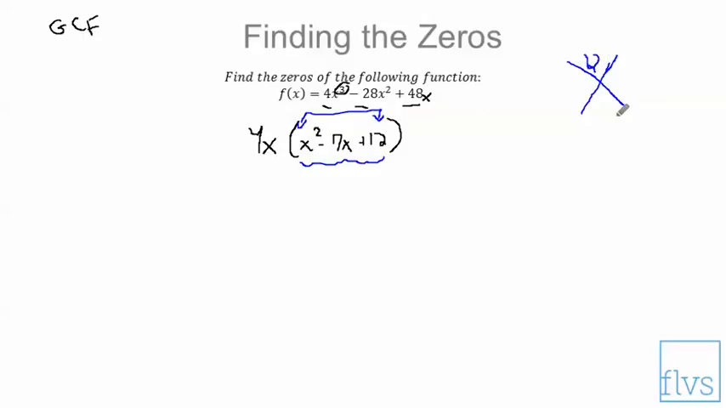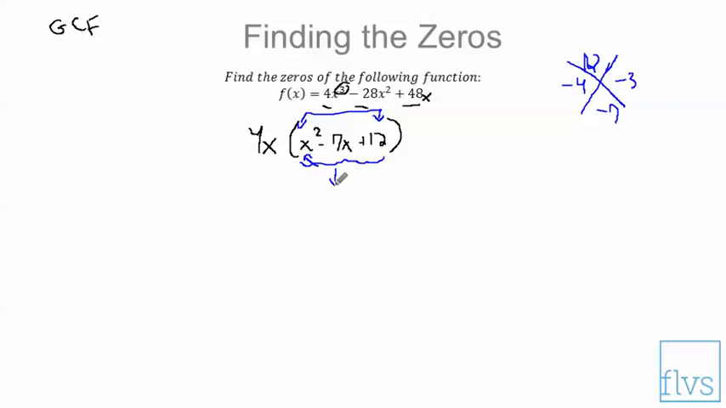And then the middle term of negative 7. So I need two numbers that will multiply to be 12, but also add to be negative 7. So I'm going to do negative 4 and negative 3, because a negative times a negative is a positive. So negative 4 times negative 3 is positive 12, and negative 4 plus negative 3 is negative 7. Since my leading coefficient here is 1, I don't need the box.